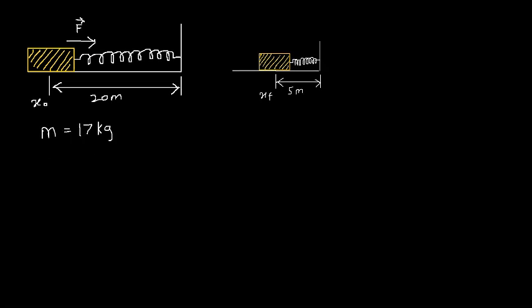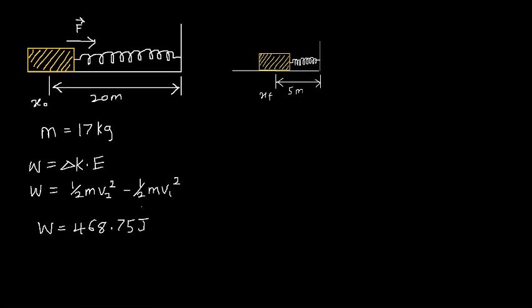kilograms. From the work energy principle, we know that the work done on the block is equal to the change in its kinetic energy. So we can write that W equals half mv2 squared minus half mv1 squared. We obtained the work done on the crate to be 468.75 joules. We know that its mass is 17 kilograms and that its initial velocity is equal to 0 meters per second because it starts from rest. So plugging all these values into our equation, we can calculate the final velocity, or the velocity at the point where it is 5 meters away from the wall.